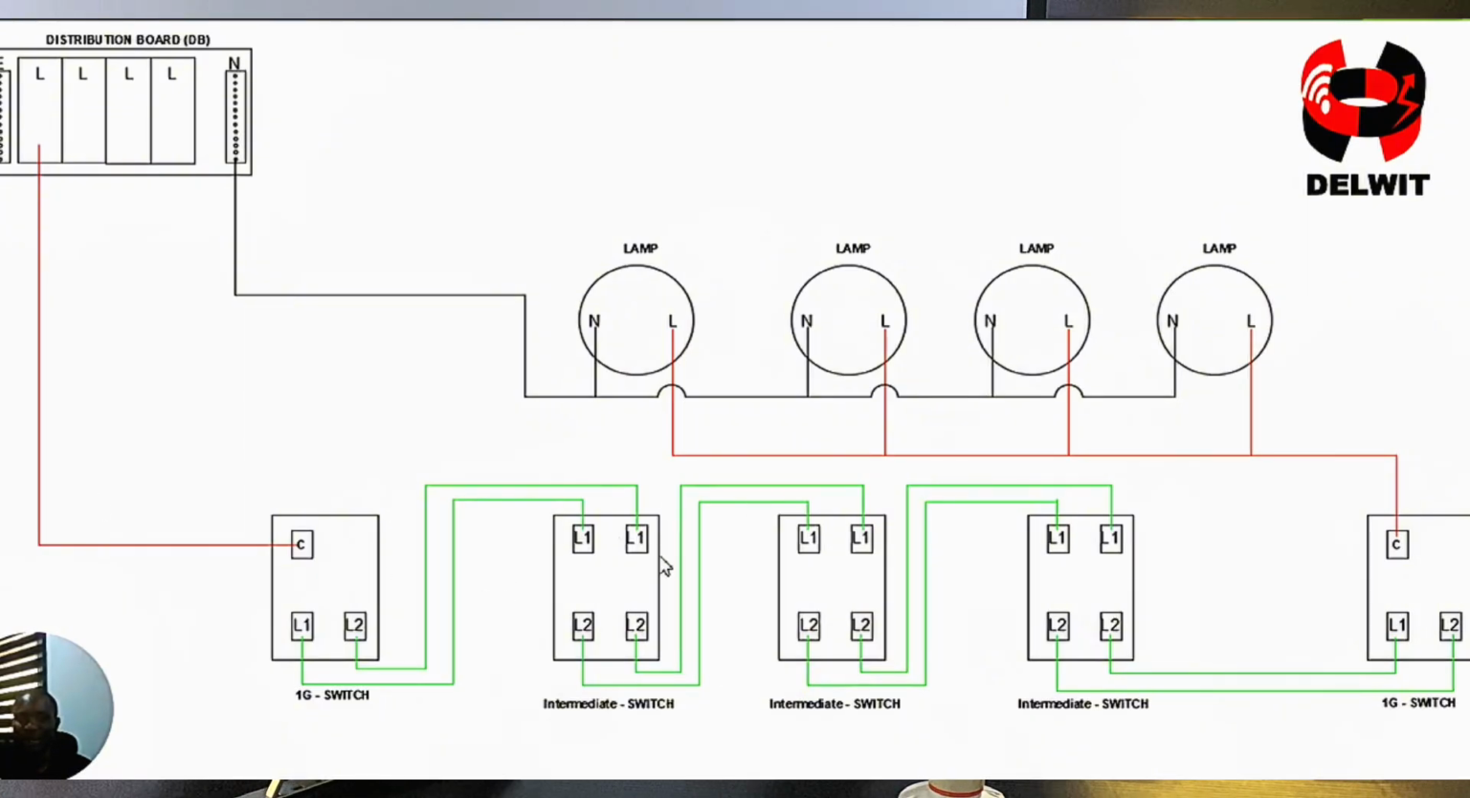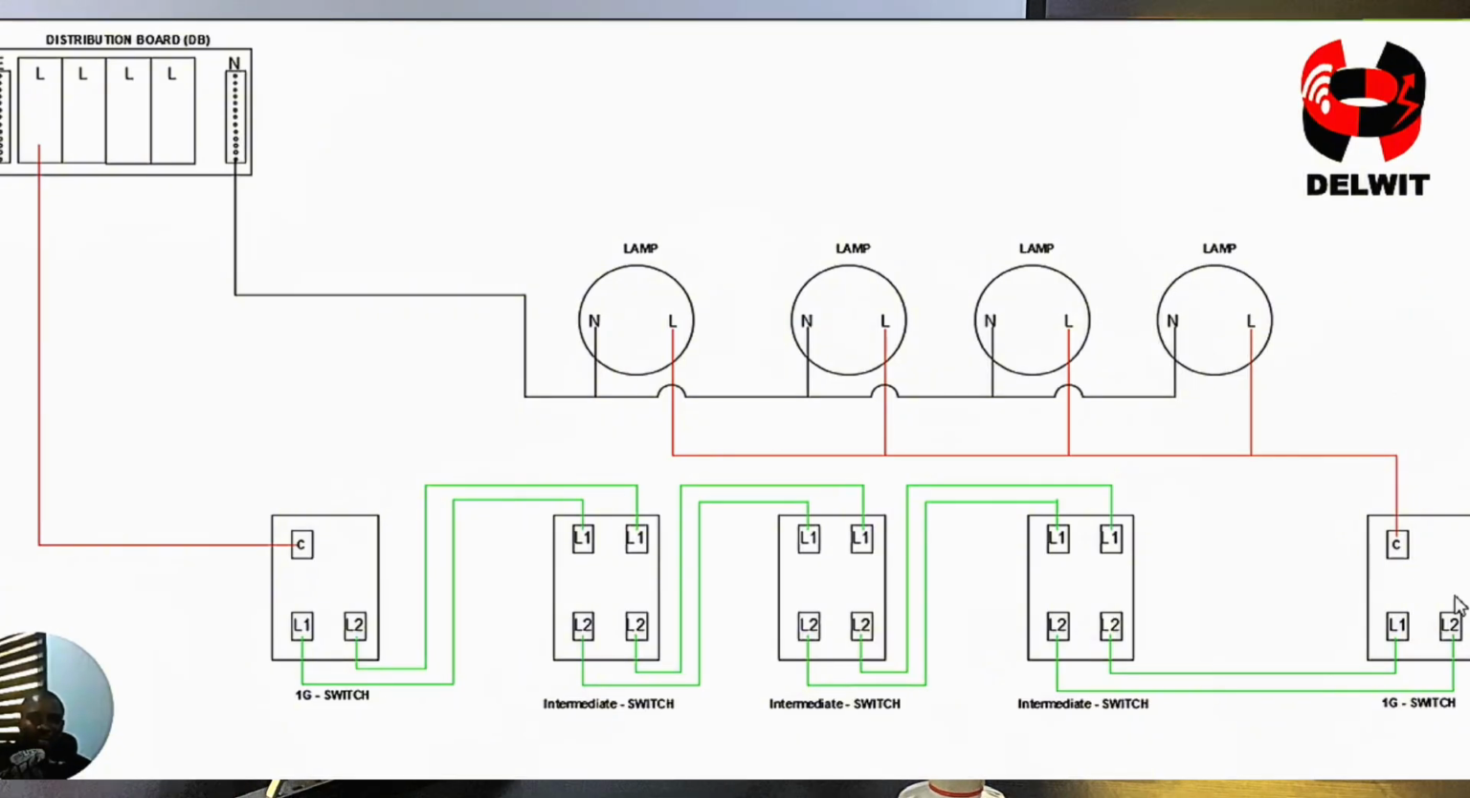You now go to the first intermediate switch. You're going to connect L2 to L1, L2 to L1. The same thing happens in the next one too. You are connecting L2 to L1, L2 to L1. While the last one, you are connecting L2 to L2, L2 to L1. You get it? So now we go to the common.